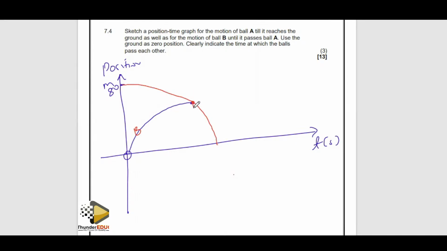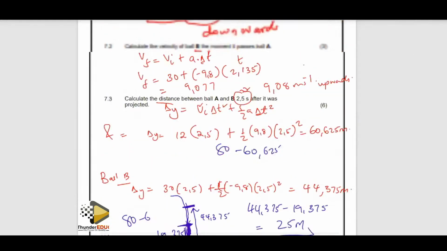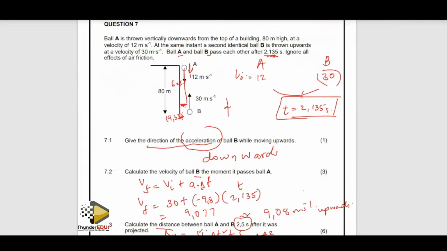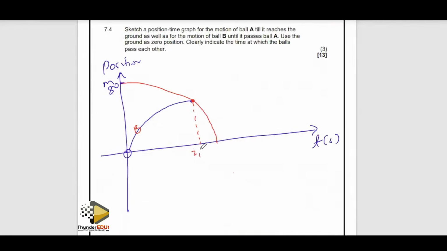So we're saying at this point, when they pass each other, we were told that time is 2.135 seconds. Okay. So for as long as we have position in meters or displacement, delta y in meters, time in seconds, and all of that, then we're good to go.